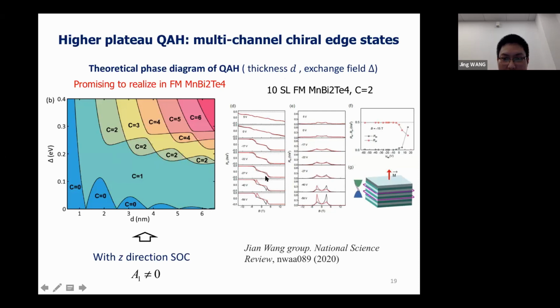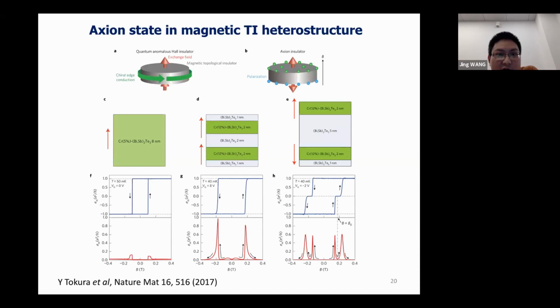So what about the axion insulating state? The first possible axion insulating state was first realized in Tokura's group. They used a pentalayer structure with chromium-doped bismuth telluride, topological bismuth telluride, and chromium-doped bismuth telluride. When you have inversion symmetry, where top and bottom have the same coercivity, you will see perfect quantization of the Hall conductance, a 1 to -1 transition with no zero. But when you have inversion symmetry breaking, namely the top and bottom magnetic topological insulators have different coercivity fields, you will see that in the 1 to -1 Hall conductance transition you have a zero Hall conductance, where the longitudinal conductance is almost zero. So this is the first possible realization of the axion insulating state.